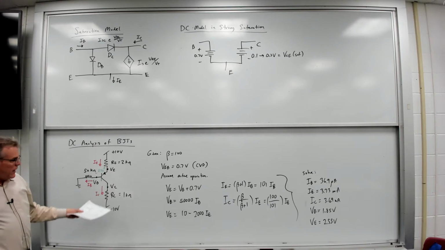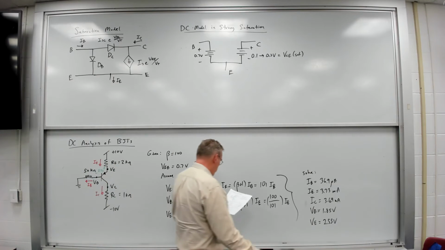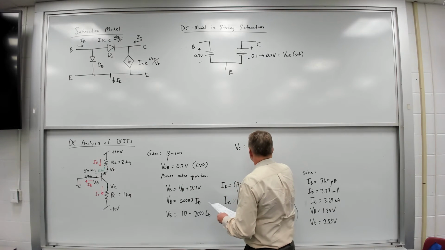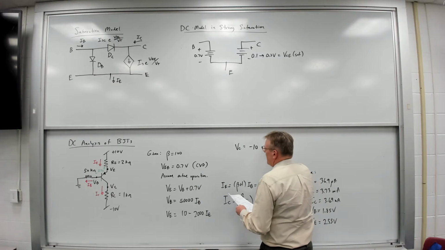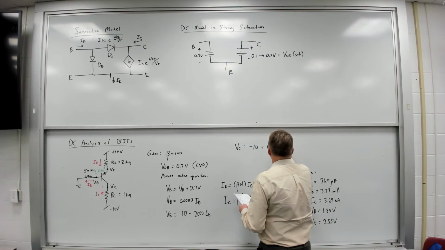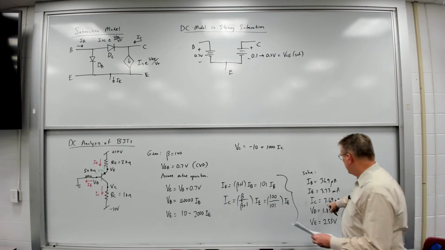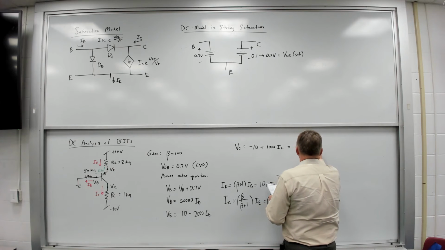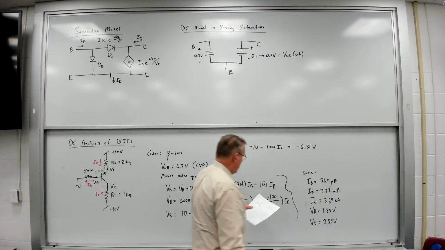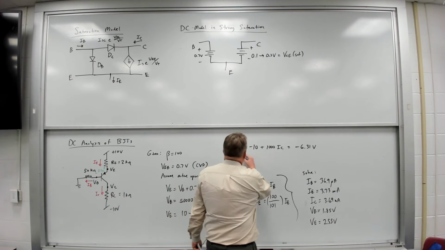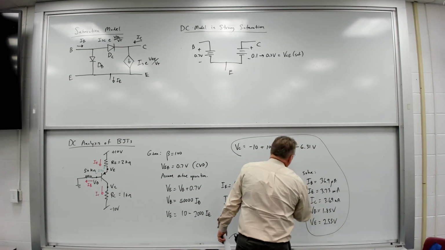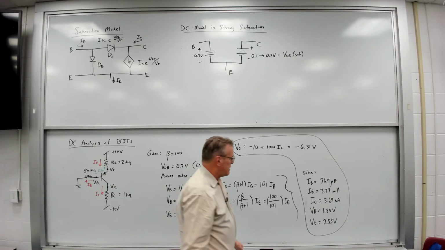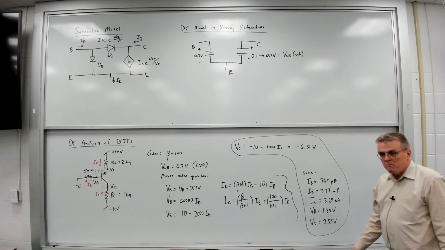We now also want to calculate VC, given these values. VC will be equal to minus 10 plus 1,000 times IC. Taking this value of IC and plugging it in, this is equal to minus 6.31 volts. So here's my solution: VB, VC, VE, IB, IE, IC. Seems to look good. Does it make sense?